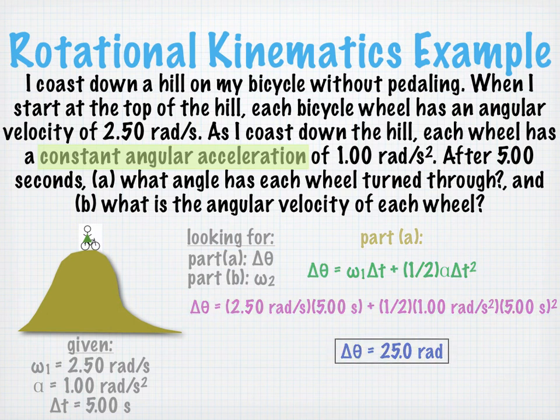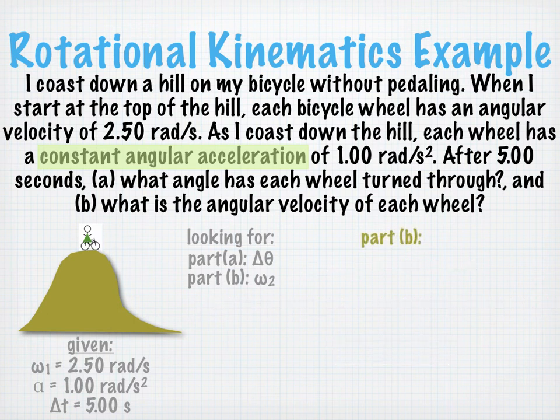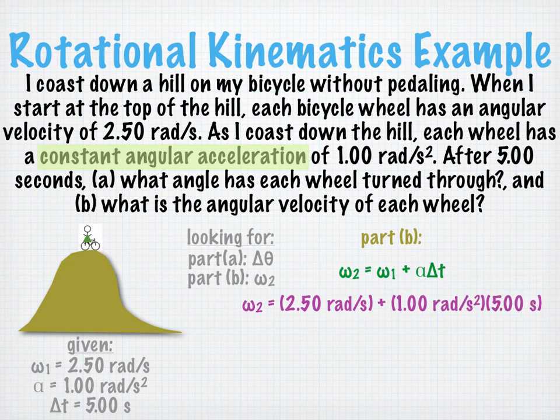And now for part B. For part B, we have this equation that contains our knowns and unknown. Now we just plug in our given values. And we use our calculator to solve, getting 7.5 radians per second for the final angular velocity of each wheel.